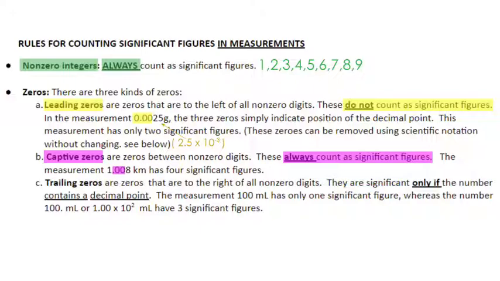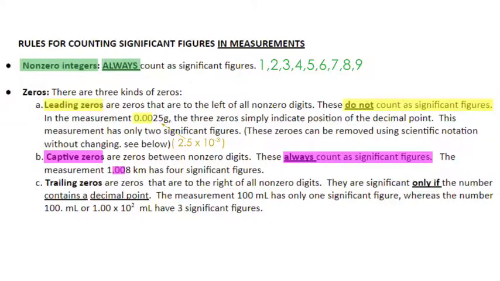Captive zeros are zeros between non-zero digits, like these 2 zeros between the 1 and the 8 here. And captive zeros are always significant figures. We can't get rid of them with scientific notation, and can't get rid of them without changing the value of the number, so they're always going to be significant.